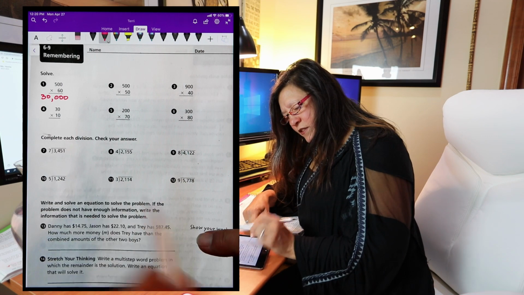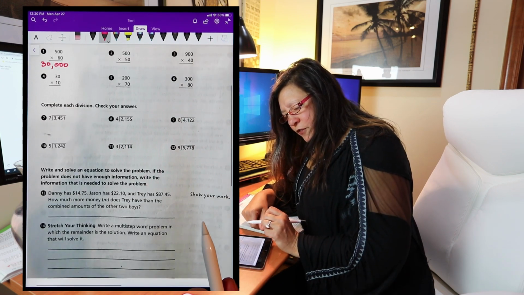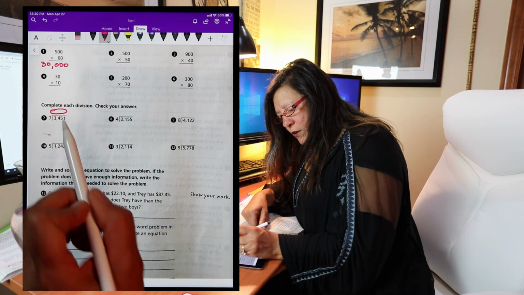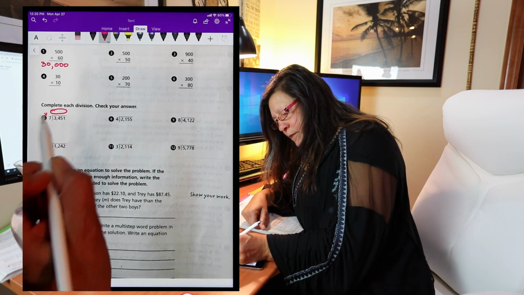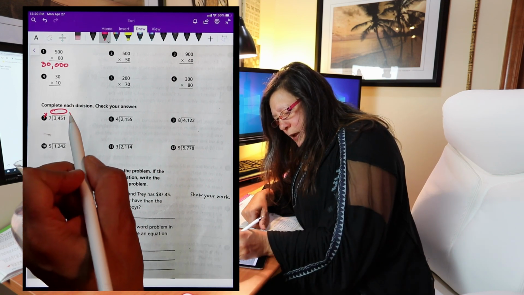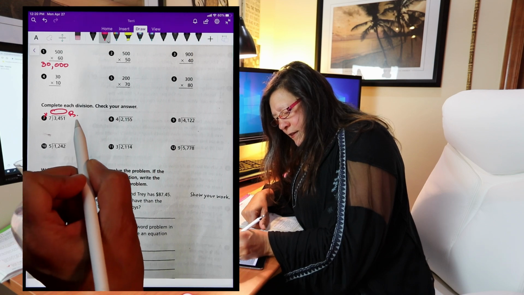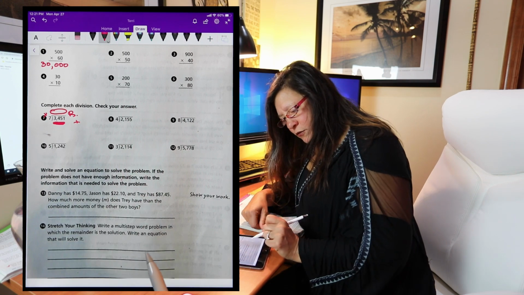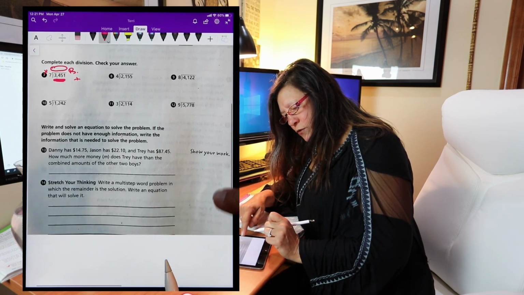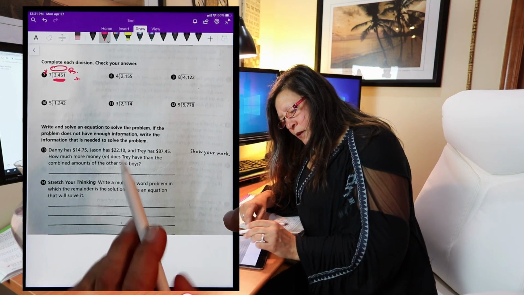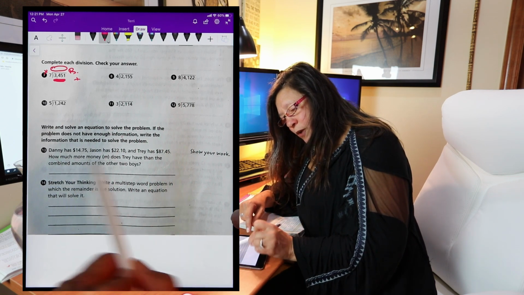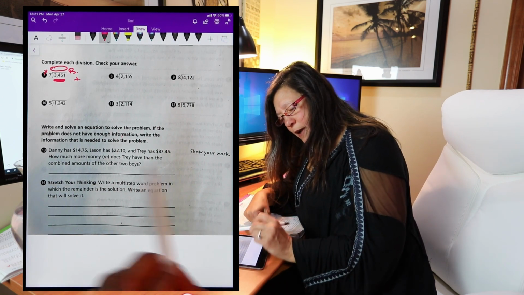7 through 12 is division. Always check division with multiplication. Take your answer times the 7. If you have a remainder, you add that. Add the remainder, and you should get this. Okay? So check your division problems and make sure you have the right answer. Write and solve an equation, solve the problem. If the problem does not have enough information, write the information that's needed to solve the problem.